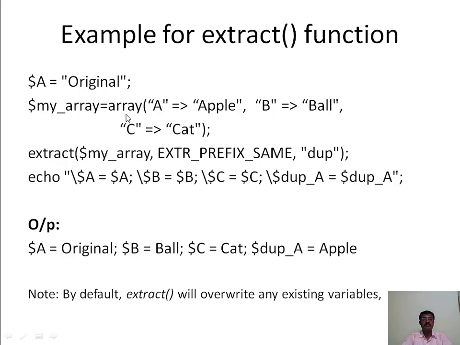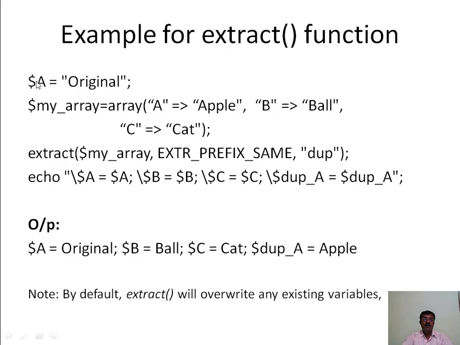By extracting this array using the extract function, all these 3 elements of the associative array will be extracted as individual variables. Now if I extract myArray, the first element will be extracted as a variable A whose value is apple, the second element will be extracted as a variable B whose value is ball, and the third element will be extracted as a variable C whose value is cat.